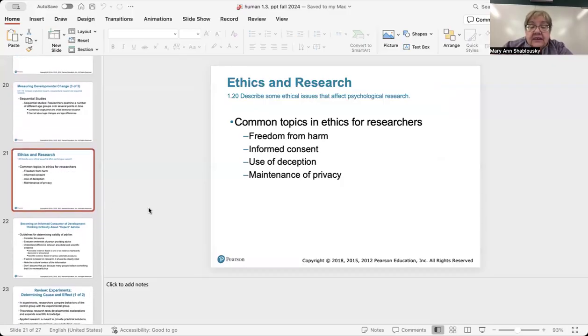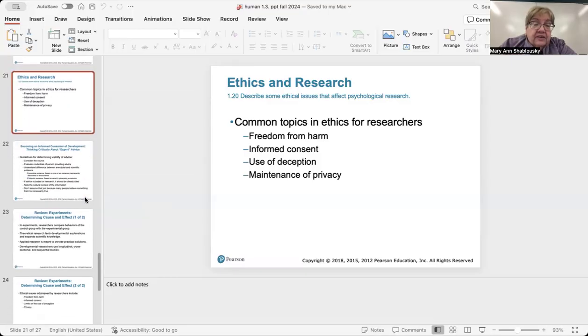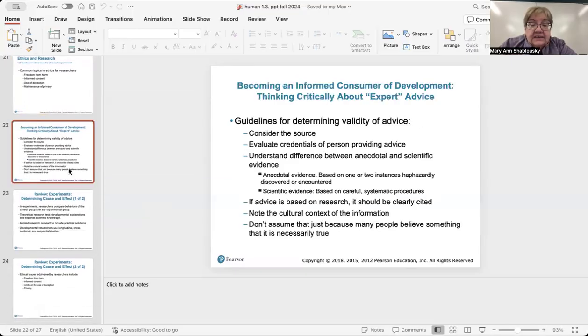So, what are some ethics when it comes to psychology? Freedom from harm. Again, the purpose is never to do harm to any individuals. You should always have informed consent. The use of deception. You may deceive people. That is permitted as long as after the experiment is over, you debrief the person, explain to them the experiment, and make sure that they are perfectly fine. And of course, you have the HIPAA laws. Everything has to be made private.